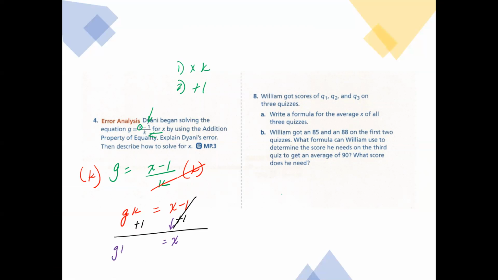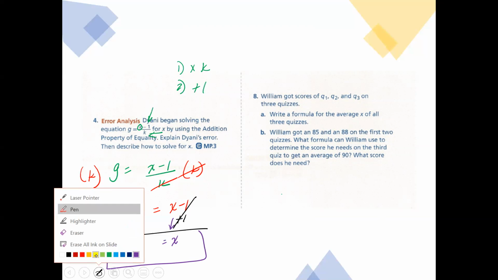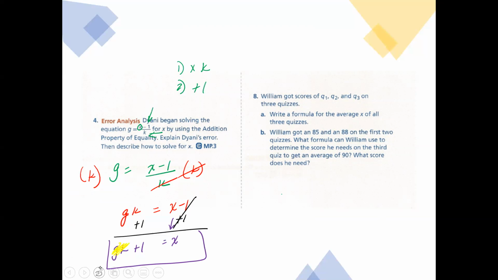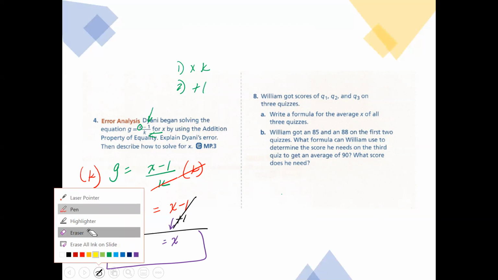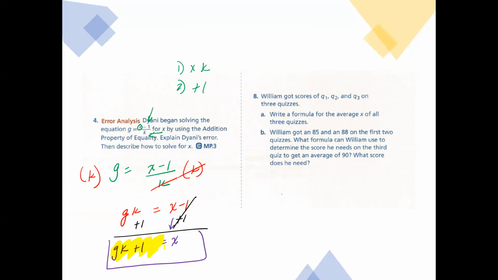And then you have to write this separately because G times K is its own term. And then 1 is just by itself. Okay, so that is your answer. Oops, I meant to actually use a highlighter, but there we go. And that is your answer.